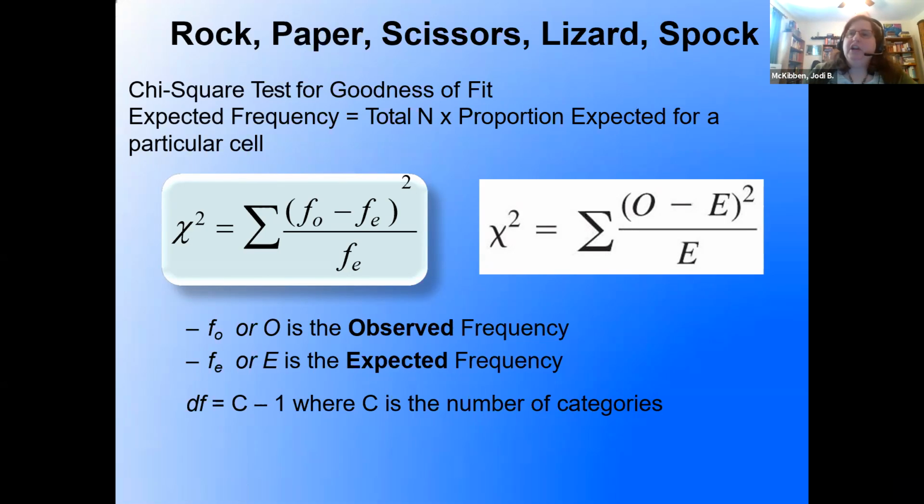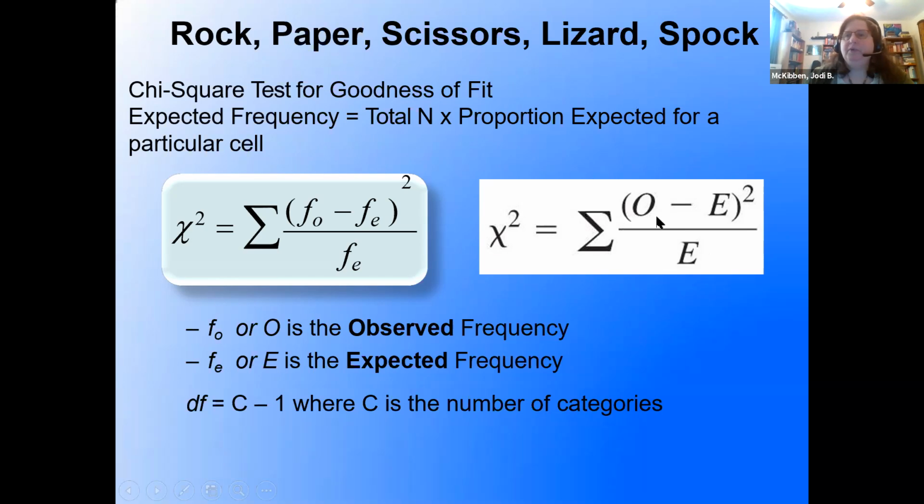First thing I want to point out, this formula on the left with the FO and the FE is the exact same as the formula on the right with the O and the E. So why do I present it both ways? Because you might see either one out in the wild. I just wanted you to be familiar with what it looked like, so you wouldn't be thrown if you suddenly saw one and we talked about a different one in class. But this one on the right is my preferred one.